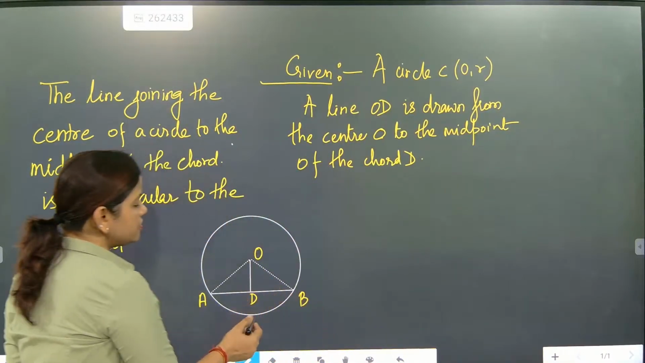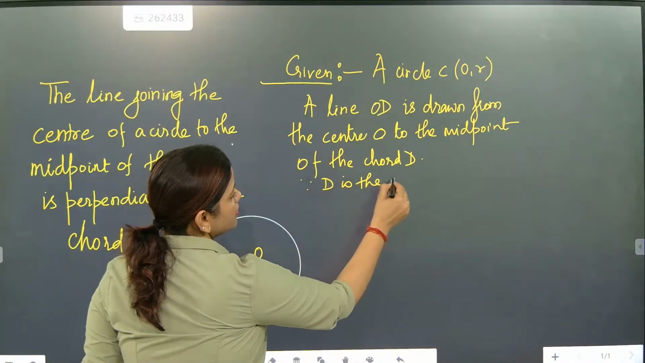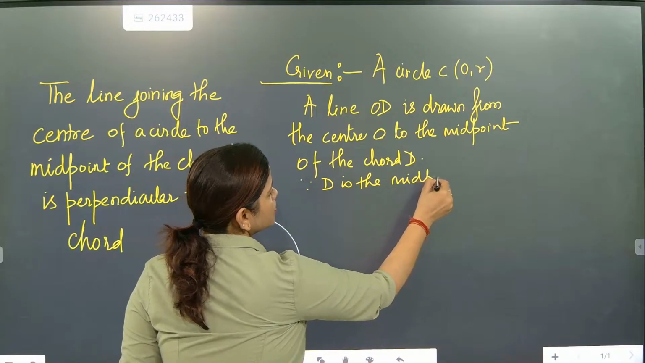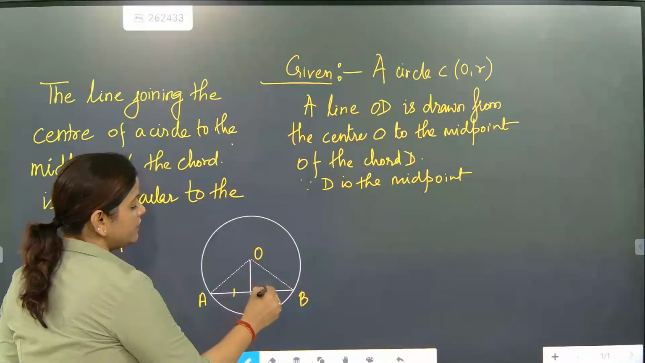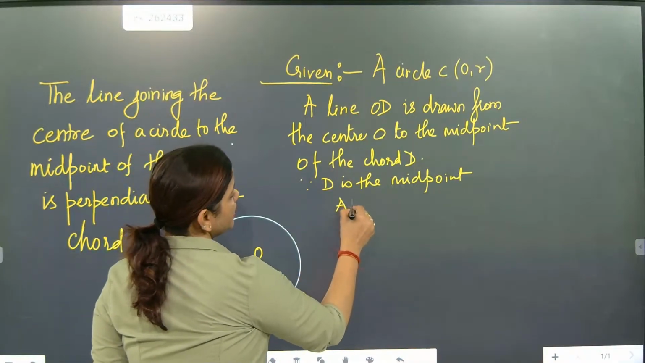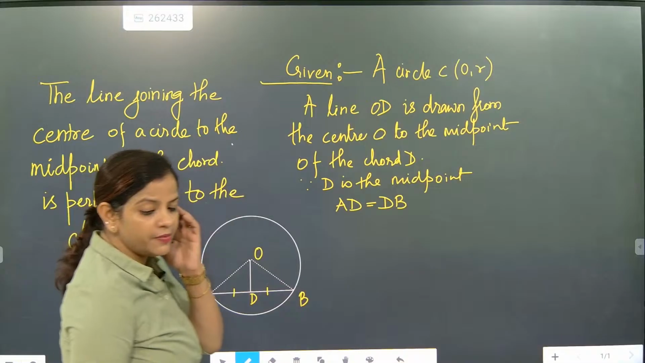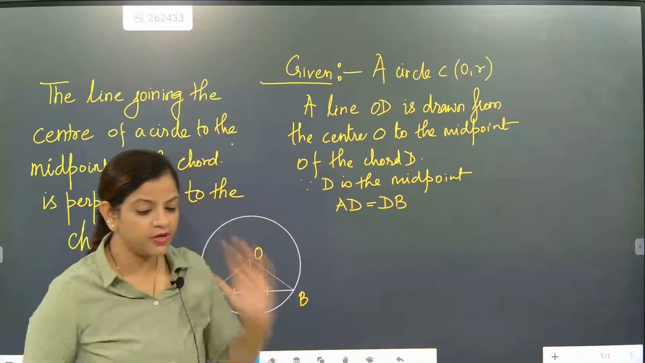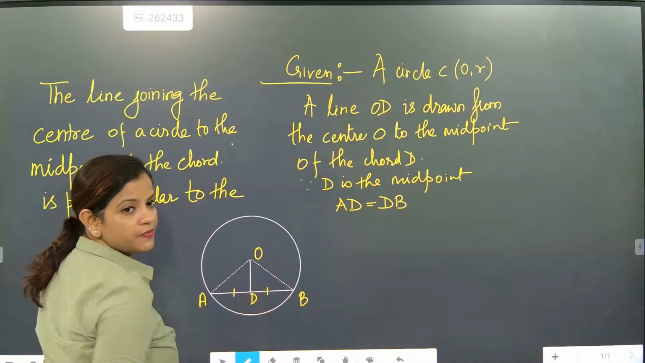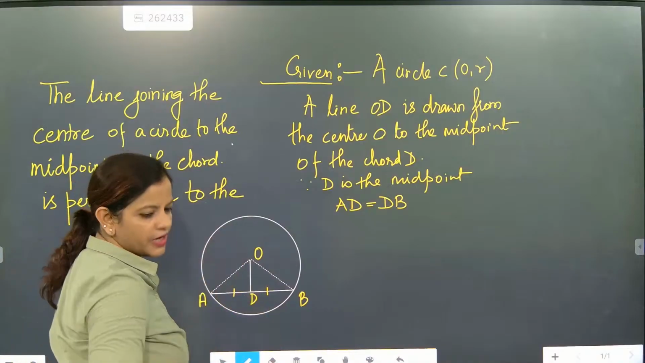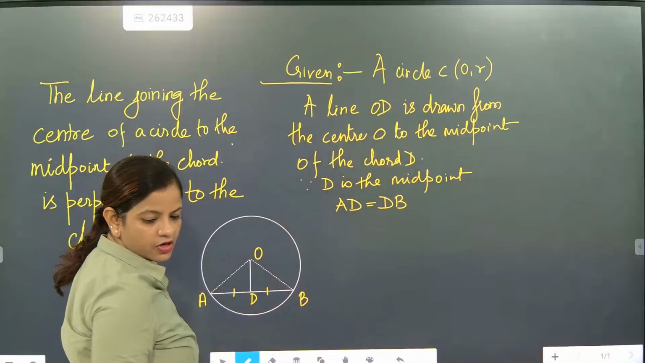Since D is the midpoint, you know that a midpoint divides the side into two equal halves. So AD will be equal to DB. Since it is a midpoint, AD will be equal to DB. Now what next are we going to do? We need to prove it is perpendicular, so we'll go in reverse. This much is the given section.